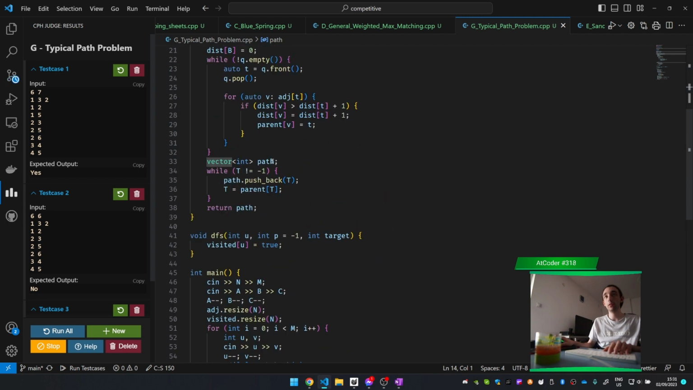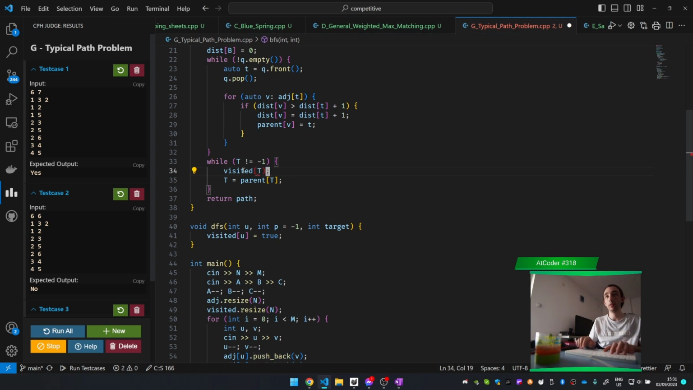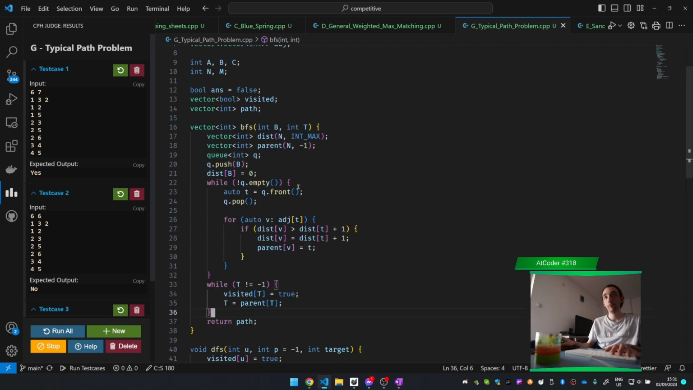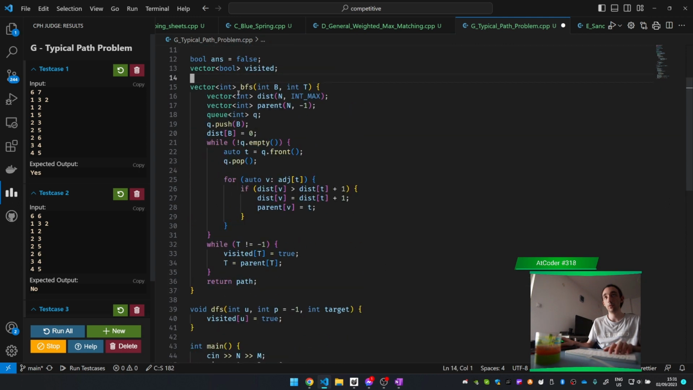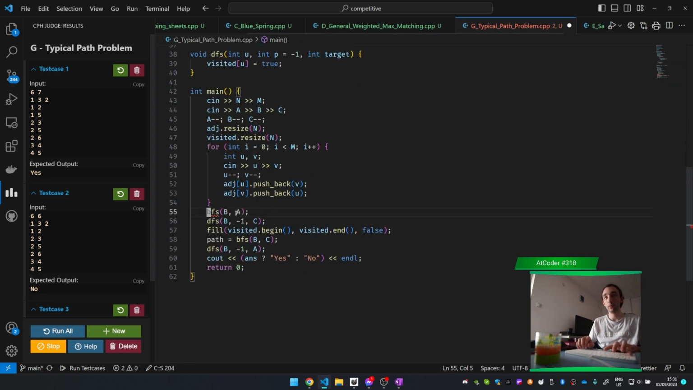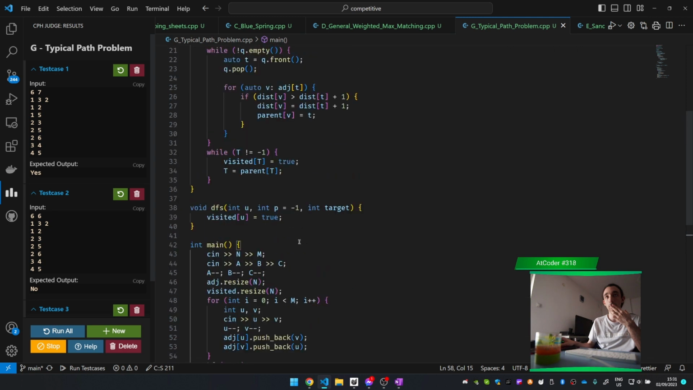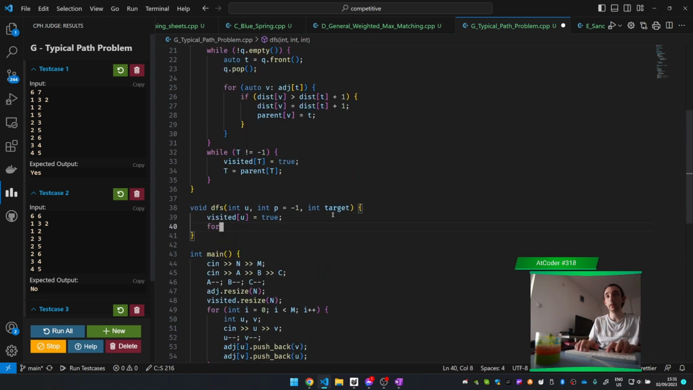In parent we say visited at t equals true, visited at t equals true, so we don't need to return anything here, we just make that. So make them visited, so you can't visit them again. And then we have the target.